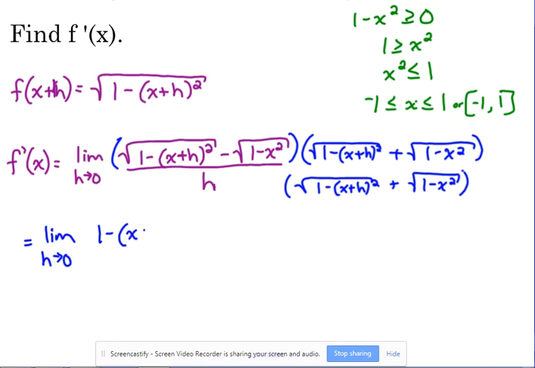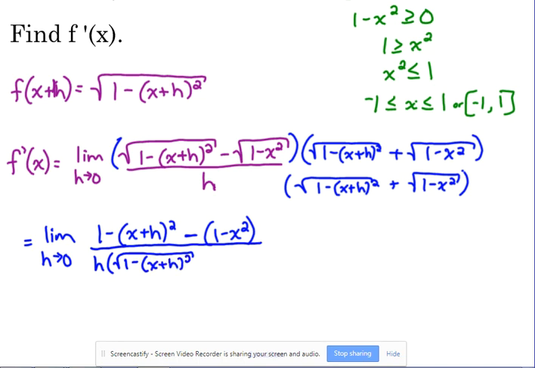So we've just got 1 minus (x plus h) squared. The outside and the inside cancel. We've got a negative times a positive, so that's a negative. Remember, we want some parentheses here because we're going to have to distribute that negative. Over h times the square root of 1 minus (x plus h) squared plus the square root of 1 minus x squared.